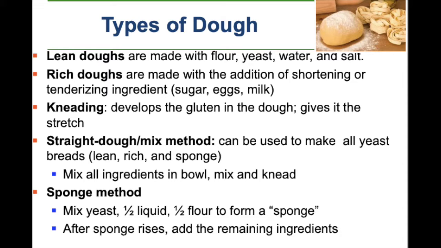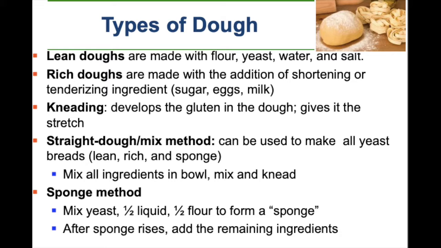The straight dough or mix method can be used to make all yeast breads. So it can be used to make lean or rich or sponge. Mix all your ingredients in a bowl, and then mix and knead it. That's it. You just mix everything together and knead it.